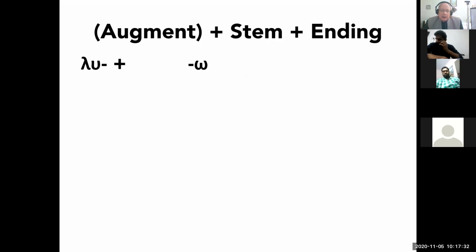What we need to know now is from chapter 2, we need to recognize the stem of a verb and the ending of a verb. In the dictionary, you will find this word luo, which means I loose.